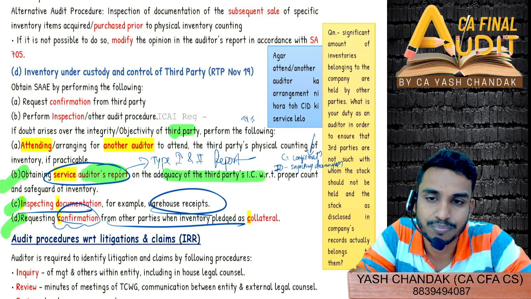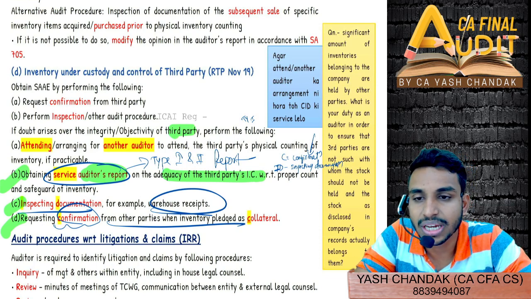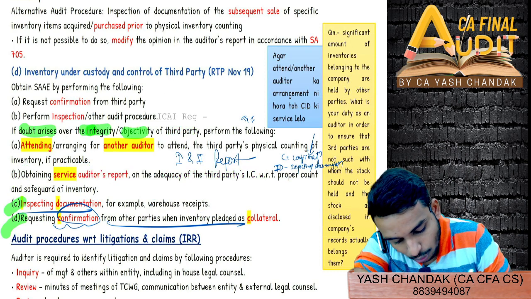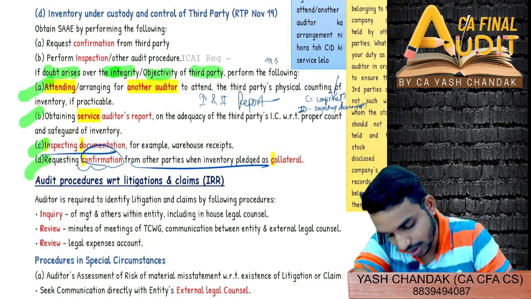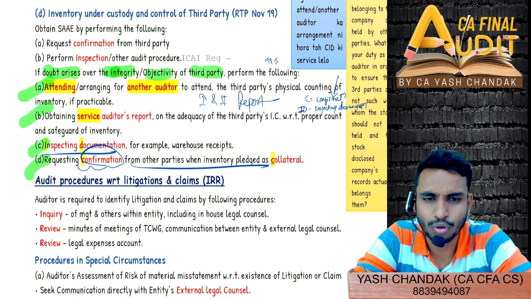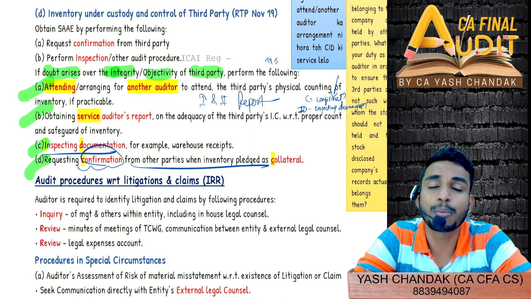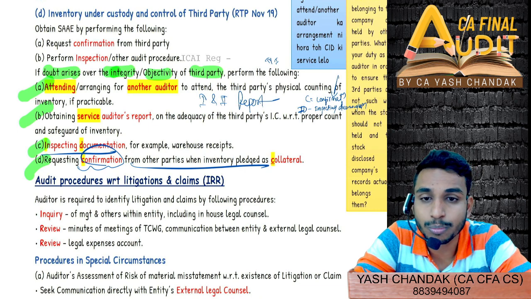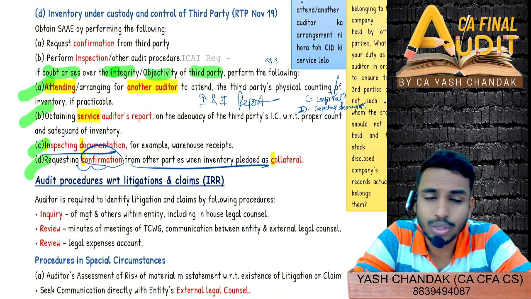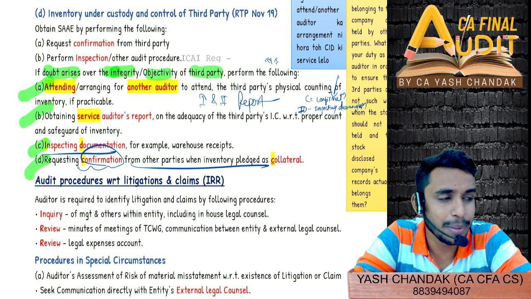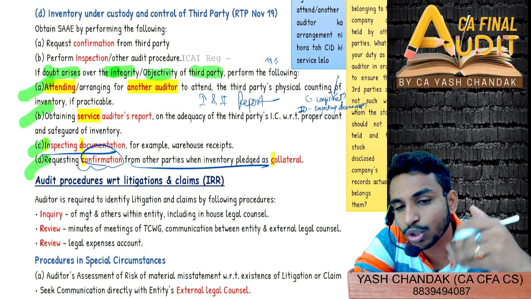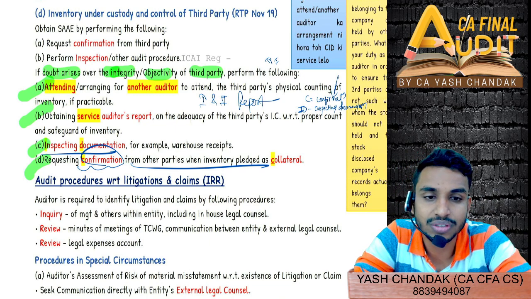If a doubt arises over the integrity and objectivity of the third party, then you have to perform these four steps. That means either you can attend the third party's physical counting process, or you can arrange for another auditor, doesn't matter, right? Similarly, you can obtain the service auditor report, in the form of a Type 1 or Type 2 report, on what the controls are with respect to inventory. And then similarly, you can also inspect the documentation. This is the basic way to perform any sort of audit procedure. In the case of inventory, you can directly inspect the documents.